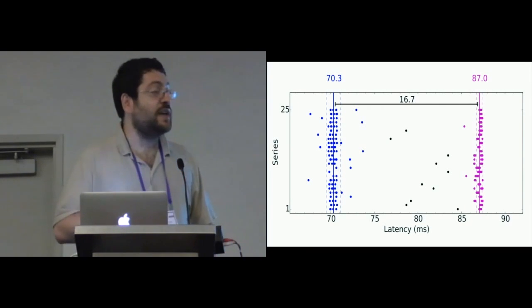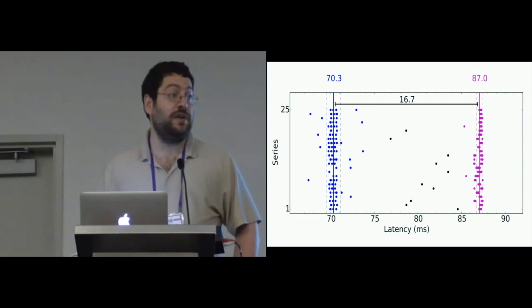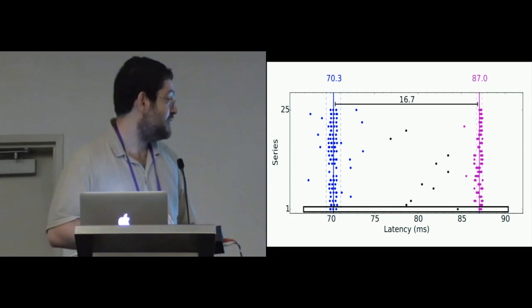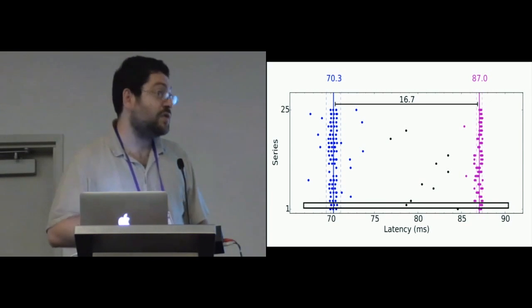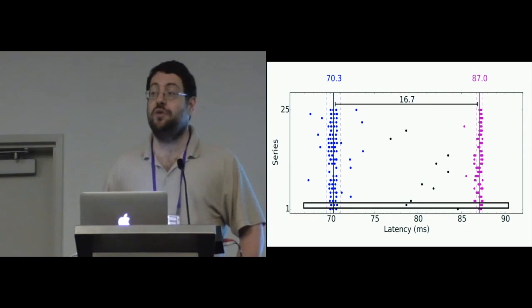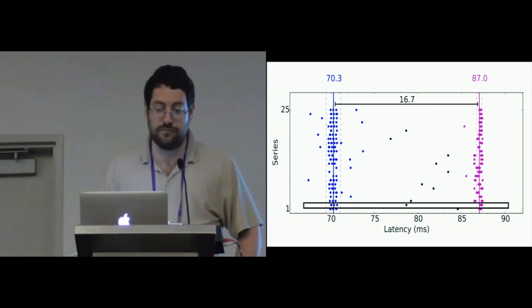And that's because the Latency Hammer runs series of 10 measurements. So these points here correspond to the first 10 measurements that were taken. These ones correspond to the second 10, and so on. So we've done 25 series, or a total of 250 measurements here.